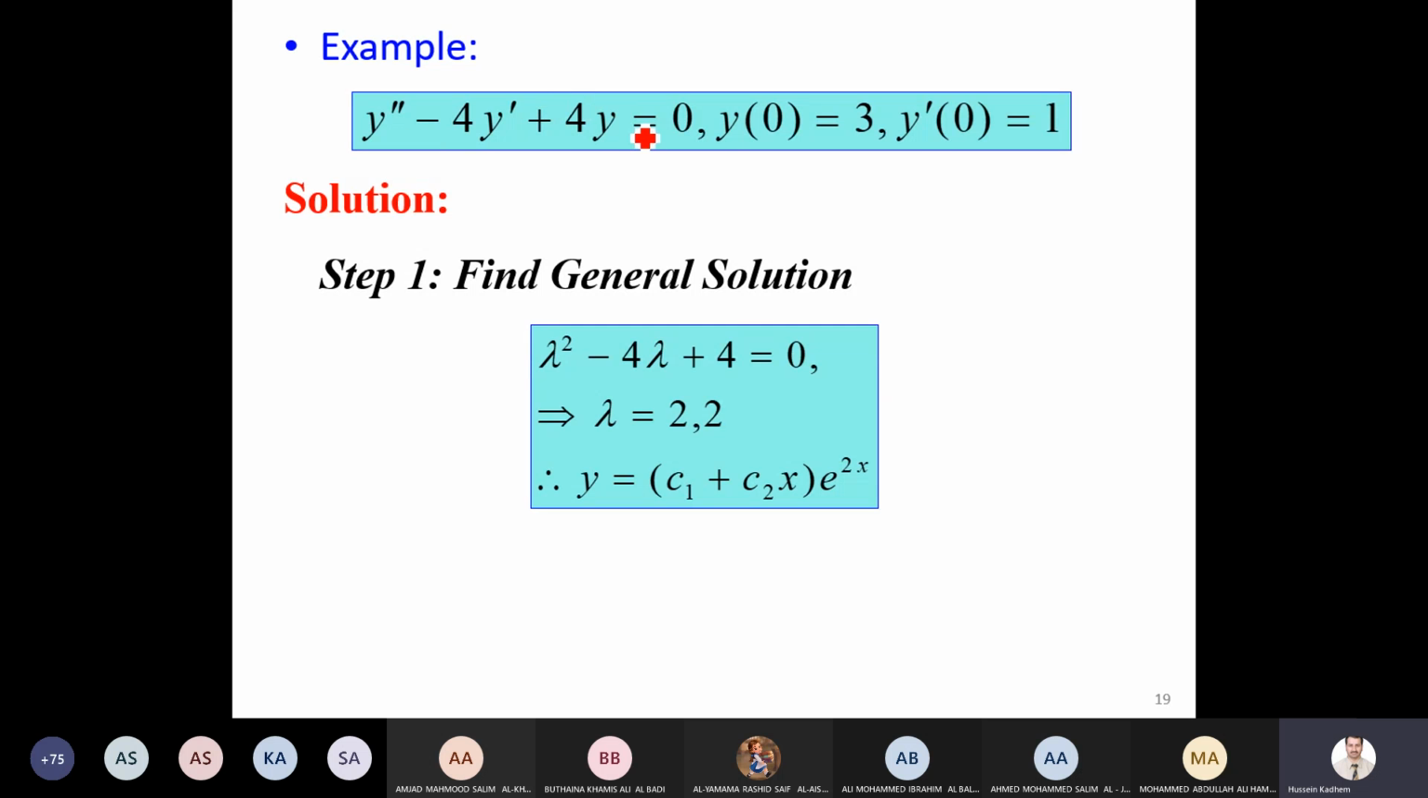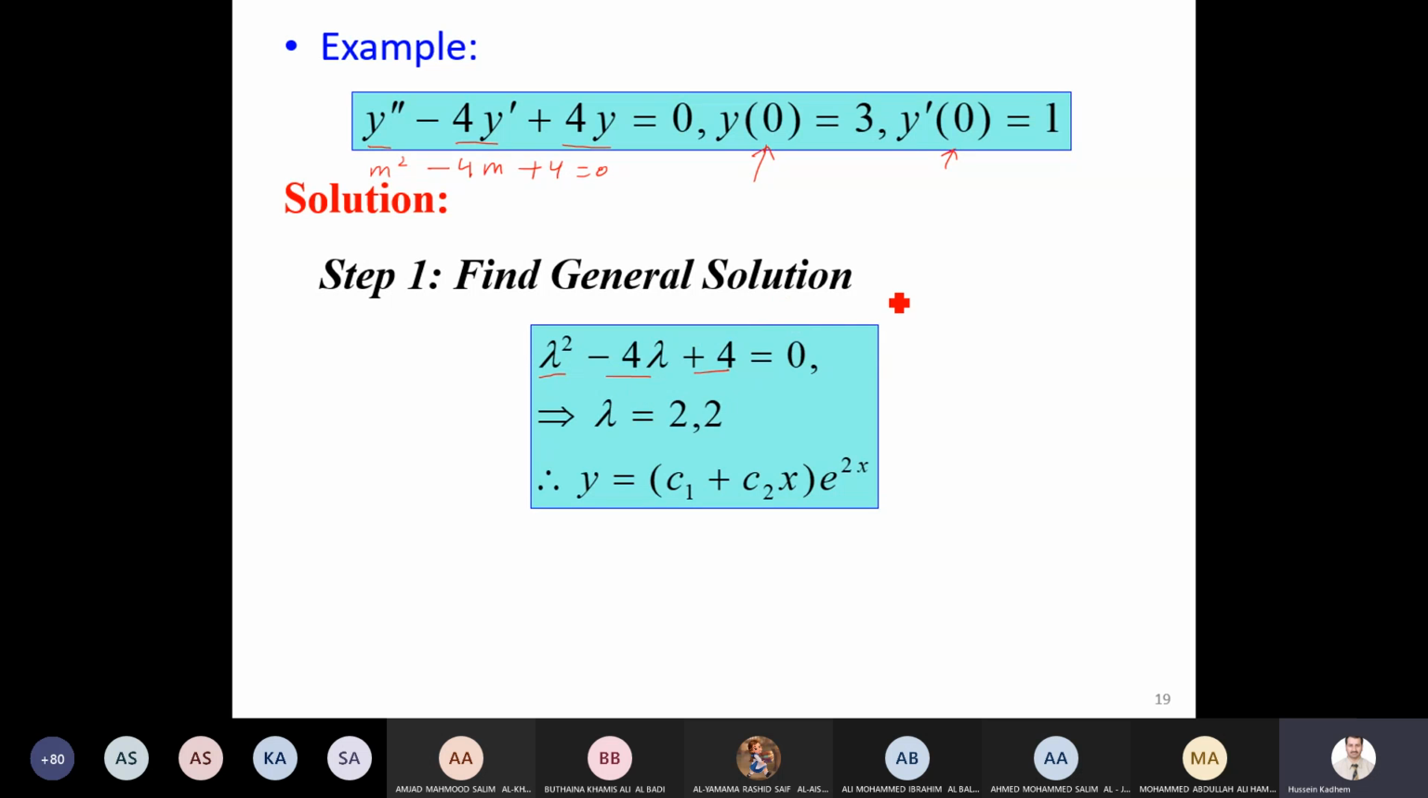Now have a look here. Here we have given y double dash minus 4y dash plus 4y equals 0. Here he gave me initial conditions: y equals 3 at x equals 0, y dash equals 1 at x equals 0. Now from here I can write the characteristic equation: m squared minus 4m plus 4 equals 0. I can call it m or lambda, whatever you call it: lambda squared minus 4 lambda plus 4 equals 0.